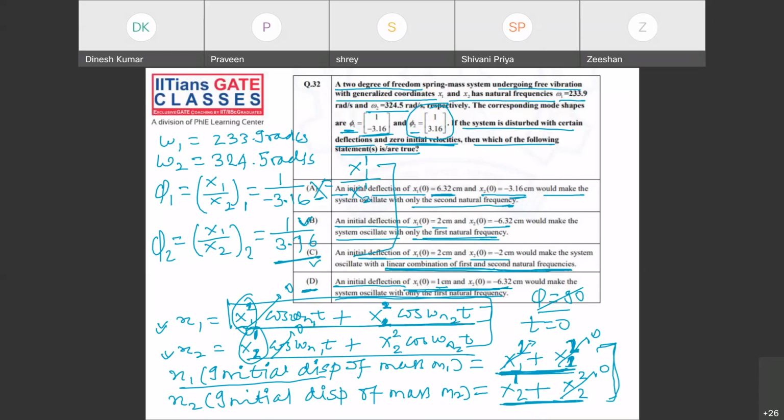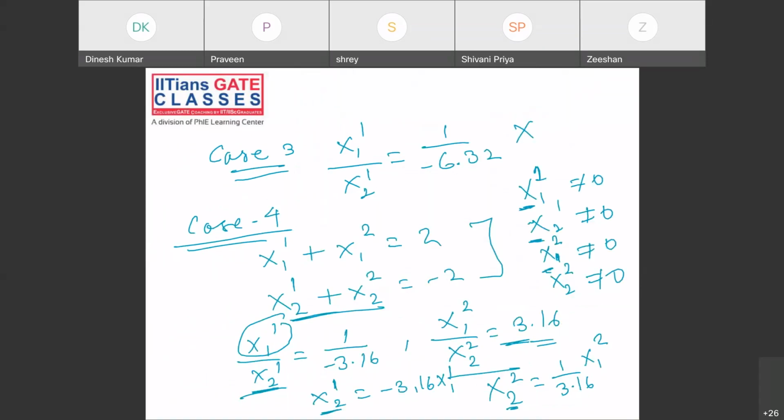Any doubt, guys? So C is the correct answer. Why is C the correct answer, guys? Again, I am emphasizing, all these amplitudes will be non-zero. So your mode is combined mode.